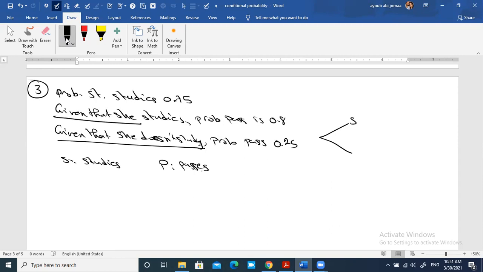She passes the exam depends on whether she studied or she didn't study. That's one. Two, what does it say here? Given that she studies, the probability that she will pass. That is, assuming that she studies, the probability of P given that S. The probability of P assuming that S occurs. So P depends on S. The probability of P depends on the occurrence of S.